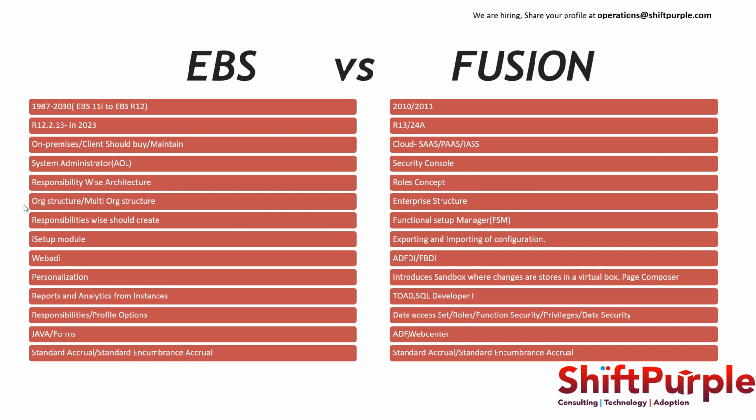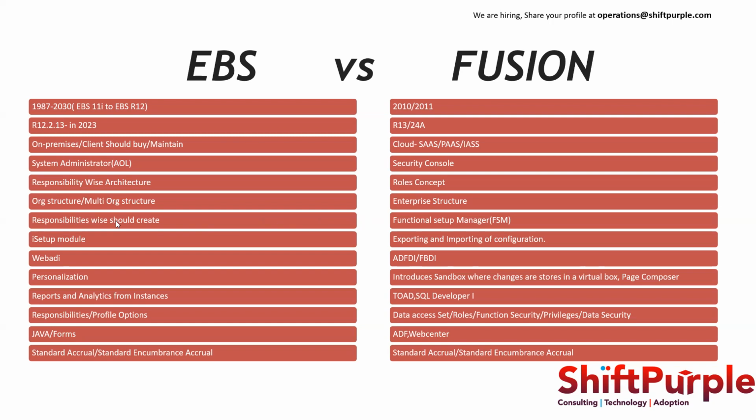So we have the org structure, the multi-org structure, MOAC, we used to call it. In Fusion, we have the enterprise structure, where we can just have a single enterprise. We need to create these responsibility-wise, which means if one org responsibility is allowed to access multiple orgs, that comes as security, but that is implemented on responsibility.